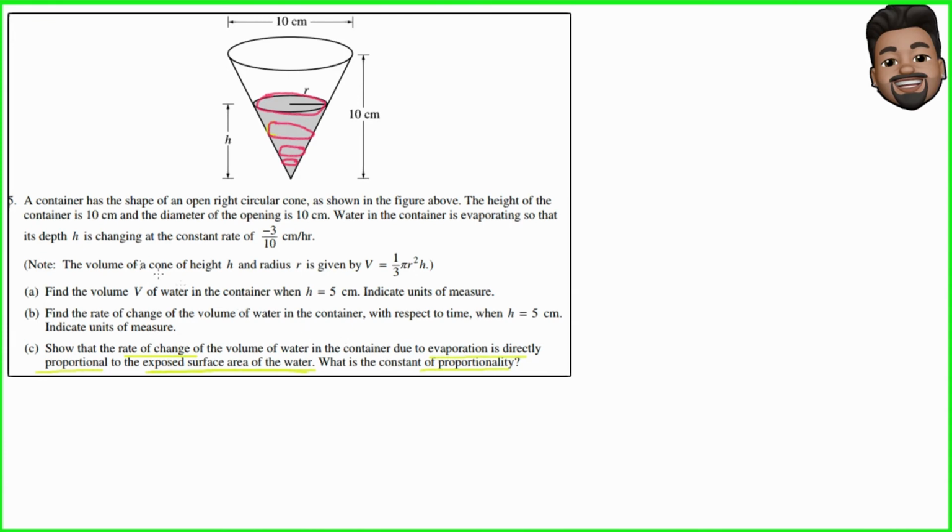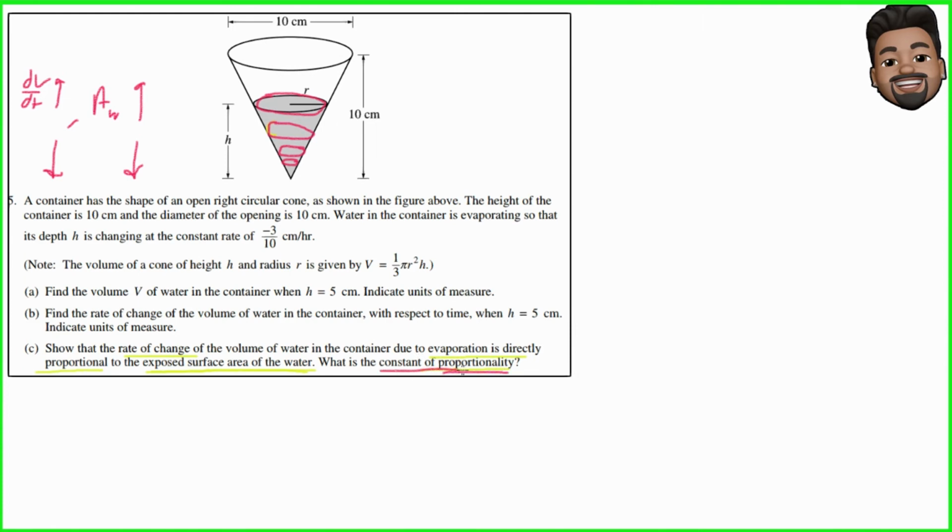If dV/dt increases, then the area of the water should also increase. If it decreases, it's also going to decrease. That's what it means by proportionality.